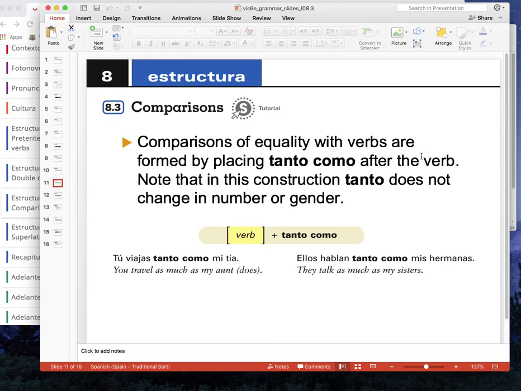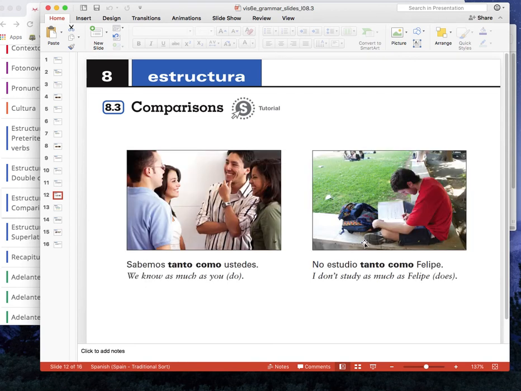So comparisons of equality with verbs are formed by placing tanto como after the verb. So you don't put anything between them, right? So it doesn't change, and tanto doesn't change in number or gender. Okay, so this is different than the other one. So look at the examples. Tú viajas tanto como mi tía, right? So the tanto como, you don't put anything in between. It's as much as. Ellos saben tanto como mis hermanas. As much as, right? So that's a fixed phrase.